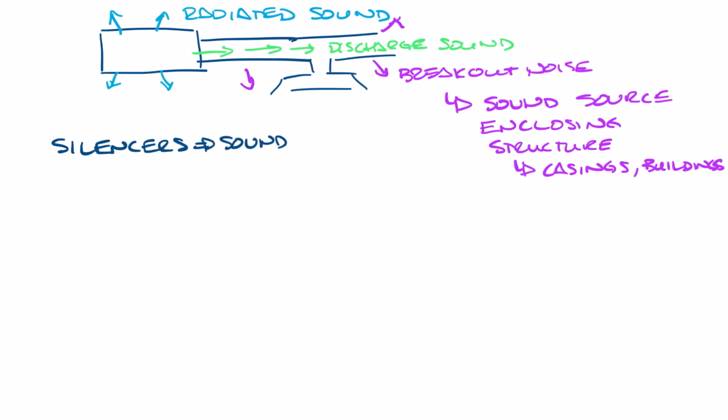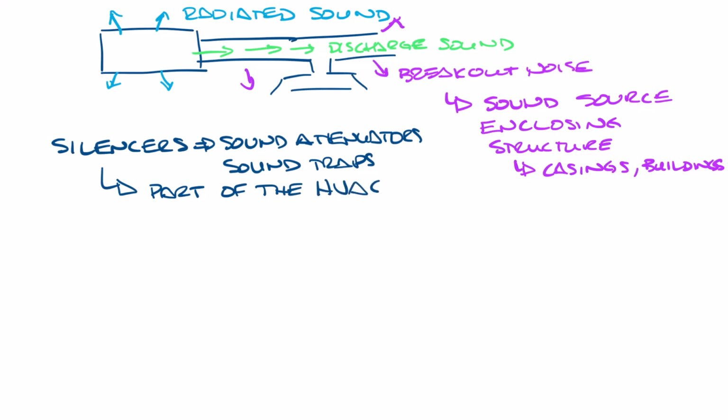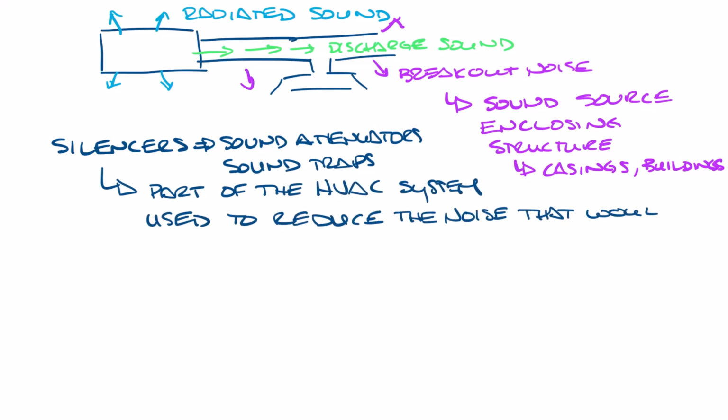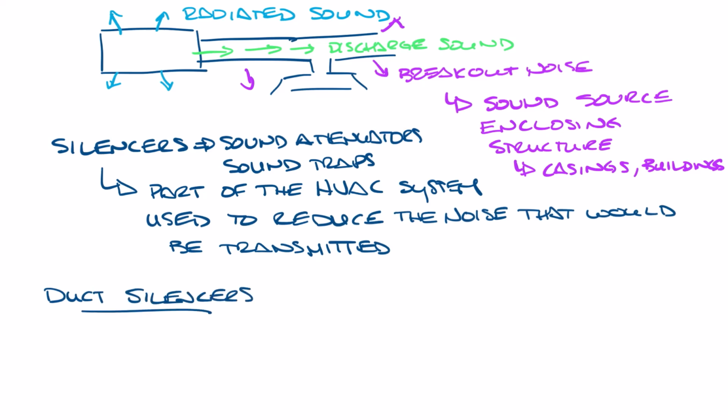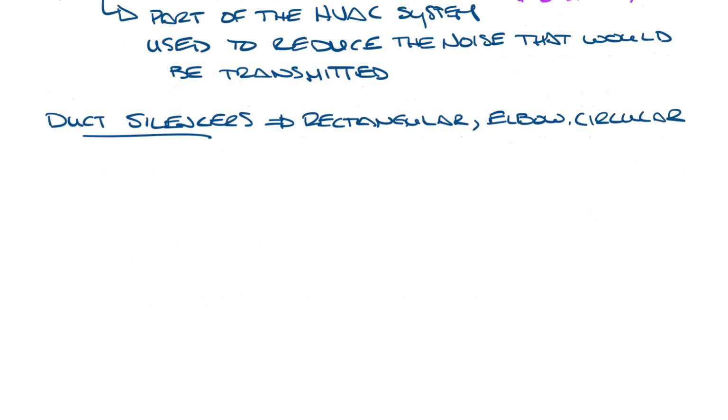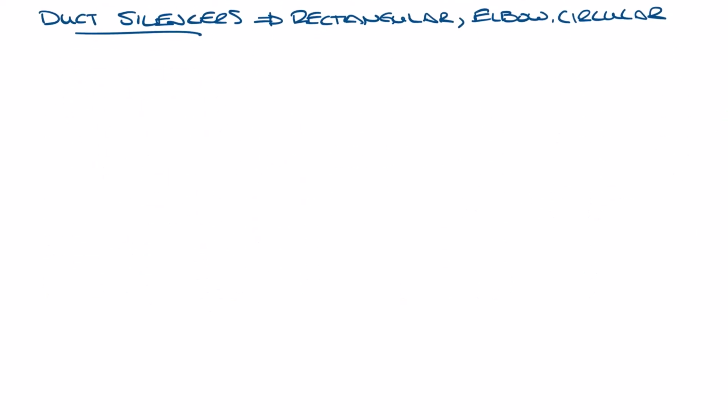Silencers, sometimes called sound attenuators or sound traps, are used as part of an HVAC system to reduce the noise that would otherwise be transmitted into the nearest indoor or outdoor space. I'll cover different types of noise control products in future videos, but today I want to focus on duct silencers. The 3 most common types of duct silencers you'll see in HVAC systems are rectangular, elbow, and circular. So let's slide this up and talk about those.